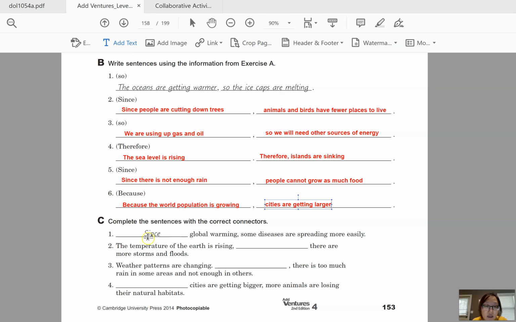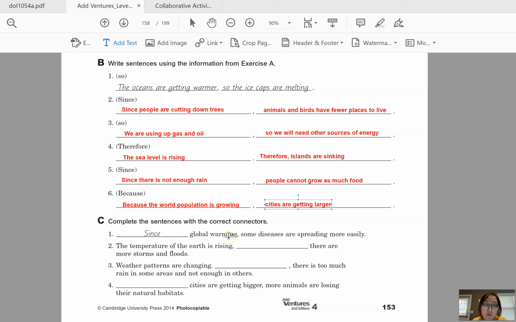Now, this usage of since can be a little confusing because we normally see a clause after since. So, for example, since people are cutting down trees, so you can see a subject and a verb. People are. Okay. Same thing here. Since there is not enough rain. Okay. So there is the subject and is the verb. So we normally see clauses, and that's why we call them cause clauses. And in this case, there's no clause. It's just a noun phrase.